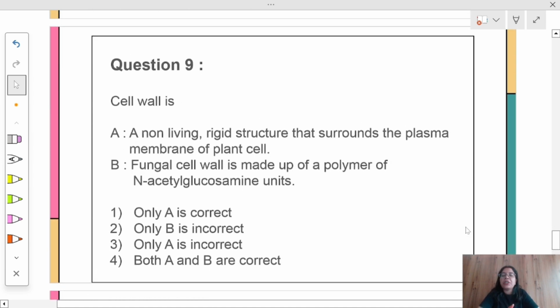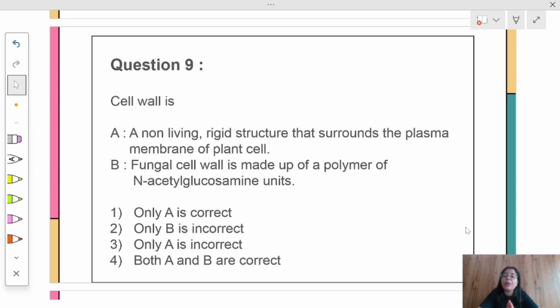Ninth question is cell wall. Two statements are given to you. Statement A is telling that it is a non-living rigid structure that surrounds the plasma membrane of plant cell. Correct or not? This is the first line which is given in NCERT for cell wall, right? It is non-living. It's not a part of the cell. It's outside the plasma membrane, right?